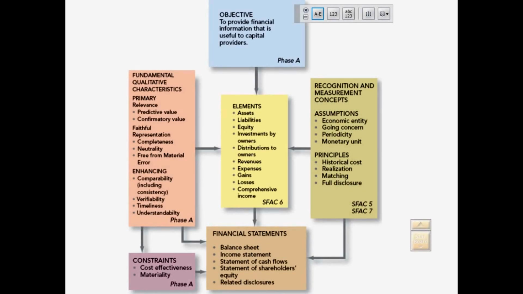So we have over everything our objective: provide relevant financial information. Okay, provide stuff that people think is useful. And how do we define useful? So the first thing that we do when we're defining useful, okay, is we define characteristics of usefulness.